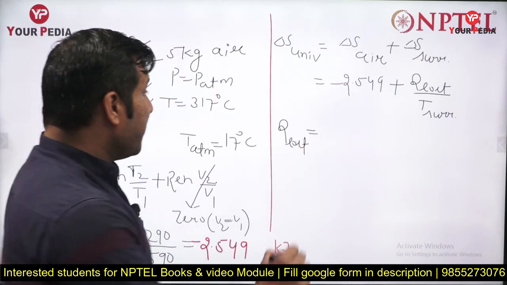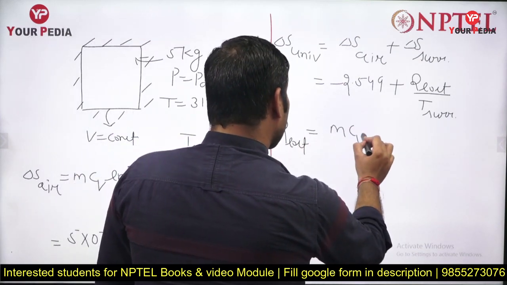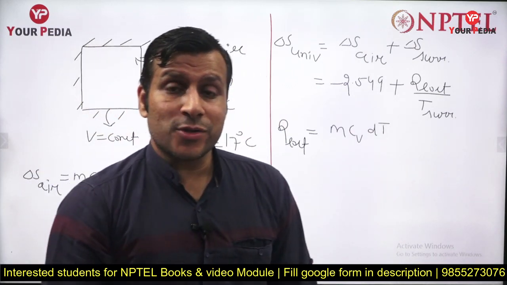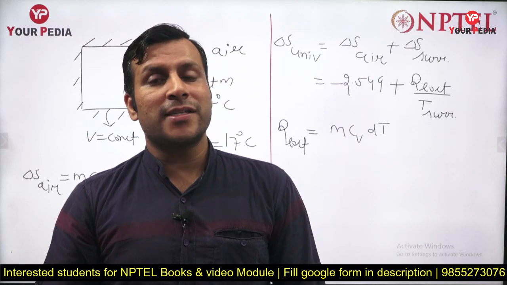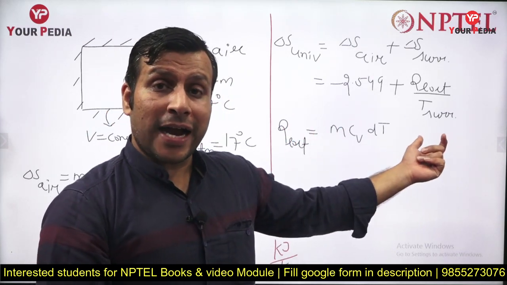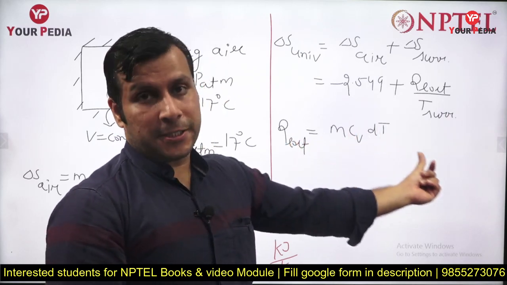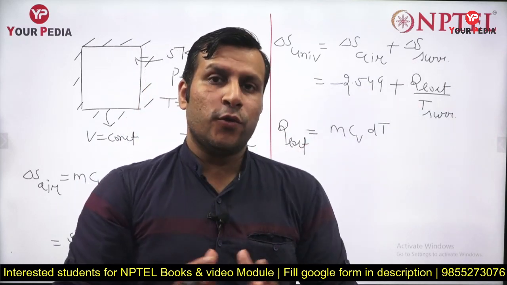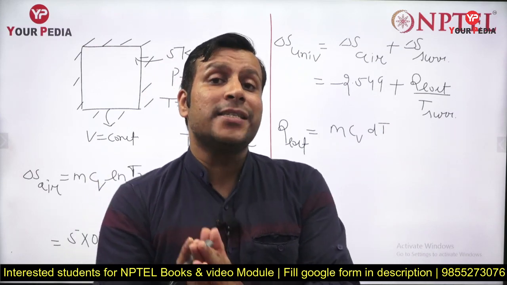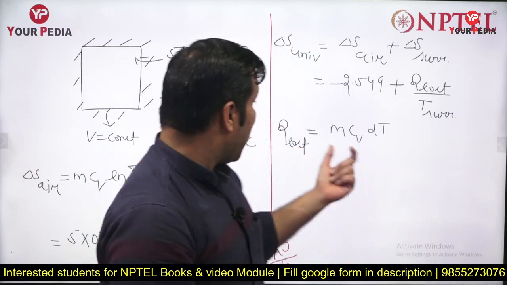Can I write it as mCV dt because the volume is constant? So at constant volume, how can we write the heat transfer? At constant volume, heat transfer for an ideal gas is nothing but the change in internal energy. And how can we write the change in internal energy for an ideal gas? This is mCV dt. You know guys, for a constant volume, isochoric process, the heat transfer will be the change in internal energy, and that will be mCV dt.